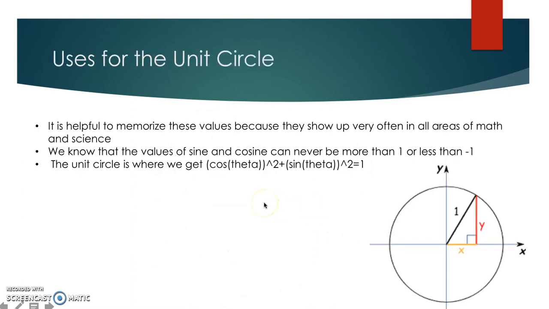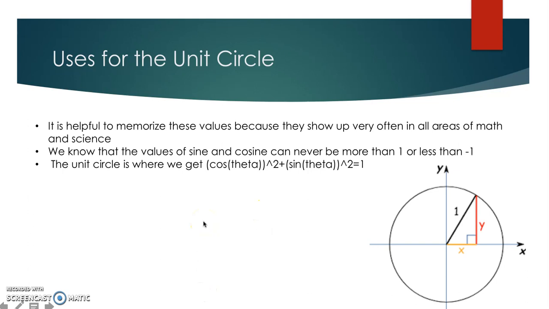So now we're going to talk about some uses for the unit circle in math. It is helpful to memorize these values because they show up often in all areas of math and science. And another reason that we need to know the unit circle is because we know that the values of sine and cosine can never be more or less than 1, and this is because of our knowledge of the unit circle.